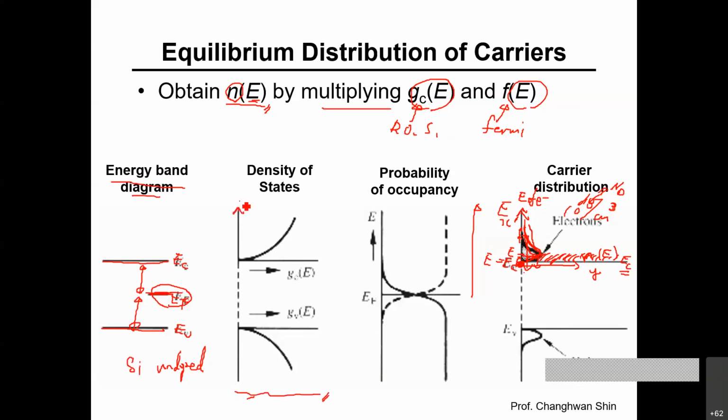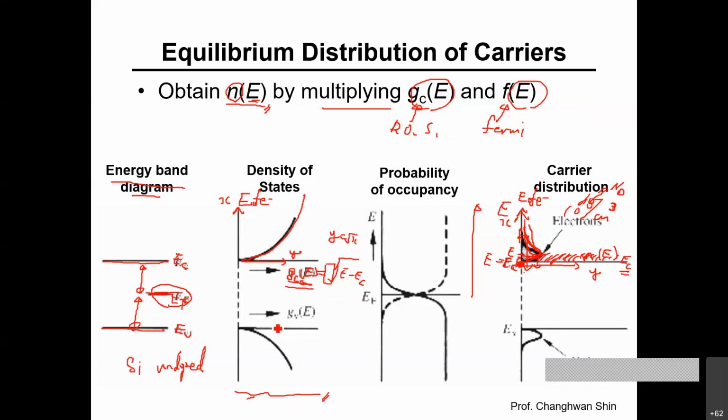Here the y-axis indicates the energy of the electron, and the x-axis indicates the density of states, g sub C of E, which means the conduction band's density of states. Previously we have learned a complicated equation, but you may remember this is the square root of E minus E sub C times a certain coefficient. So the curve shape is like that, right? This is kind of y equals square root of x.